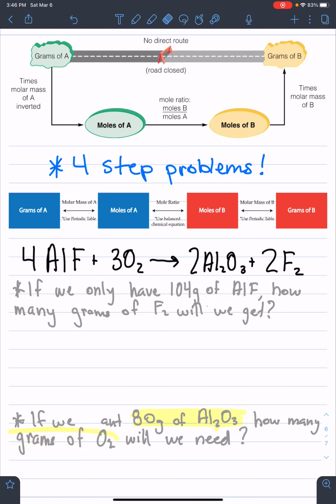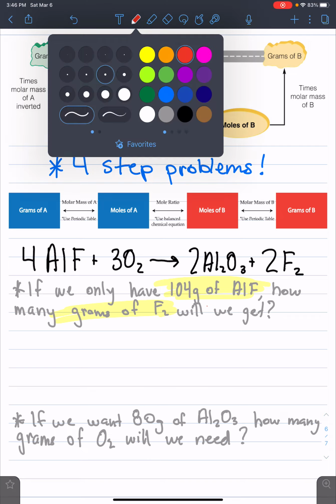So you guys will see that this first one says, if we only have 104 grams of AlF, how many grams of F2 will we get? So for these problems, you can see that it's giving us 104 grams of AlF. We're trying to work towards grams of F2. So because we're going from grams of one thing to grams of another thing, like I said, when you read those problems, you'll just think in your head, this is going to be a long problem. So let's just get started.